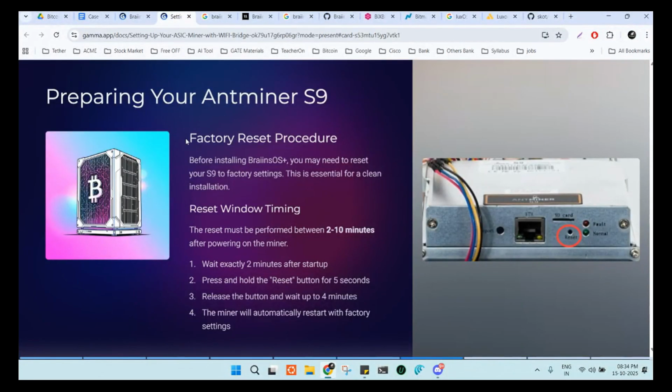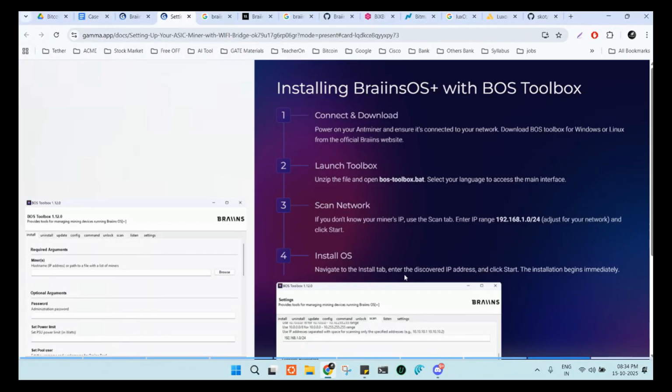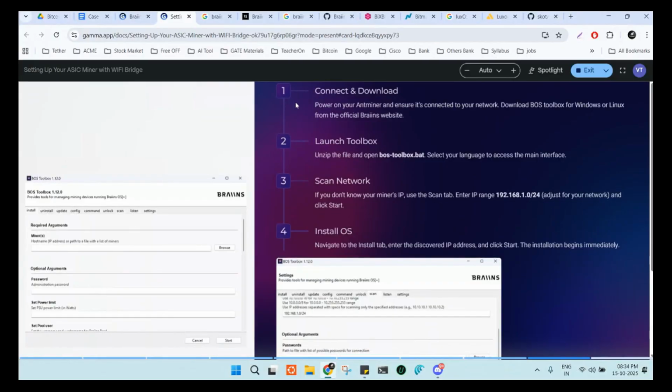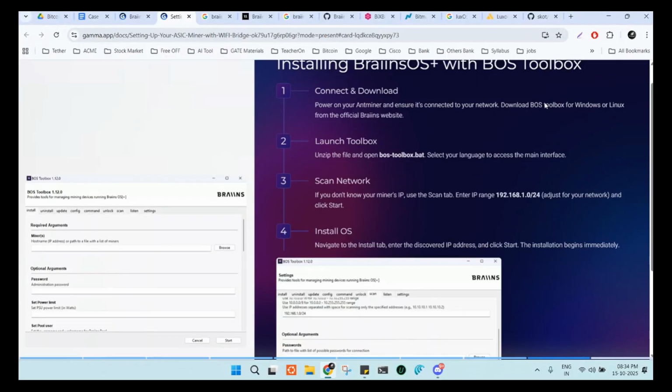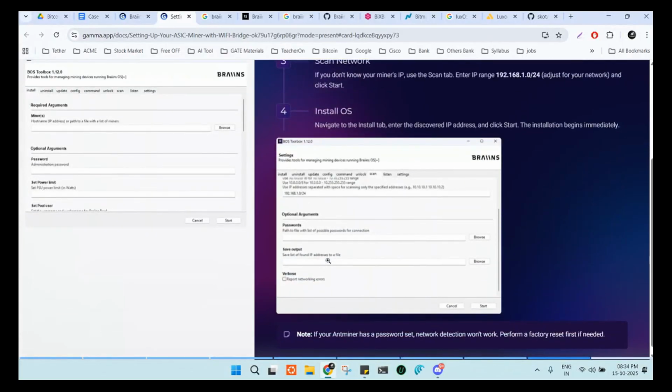Okay, so now we will discuss. We have reset it, and let us suppose we want to install a third-party operating system. What we have to do is go directly to the documentation. Here maybe we will talk about the Braiins OS. You just need to download the toolbox from their official website. Whether you're using a Windows machine or a Linux machine, the toolbox is available. You just need to download it, unzip it, scan the network, and install the operating system on the miner, and they will do all those things. Okay, so you will be able to install it.